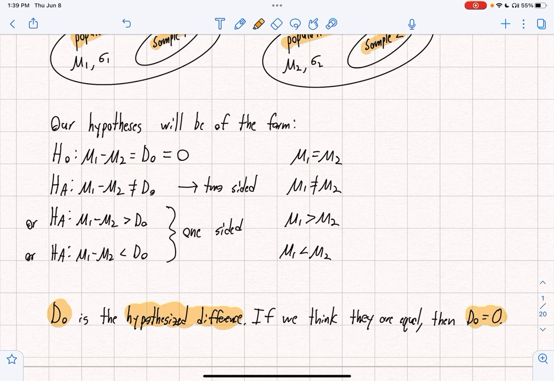So we could say we think that the difference between mu1 and mu2 is, say, 5. So we might write mu1 minus mu2 is equal to 5. That's up to us, and that's the problem, but for the sake of this class, you can really just replace D naught here with 0.